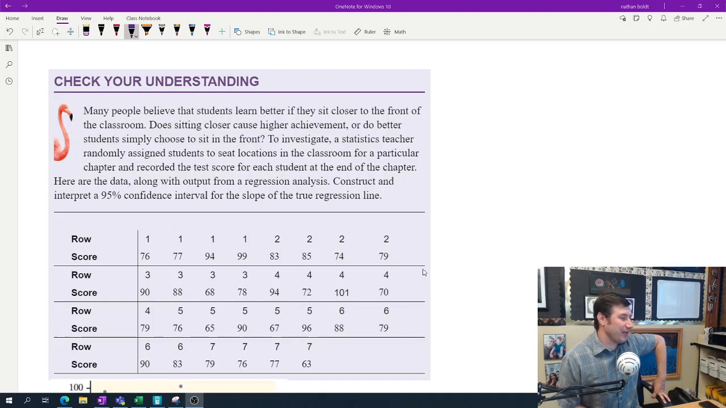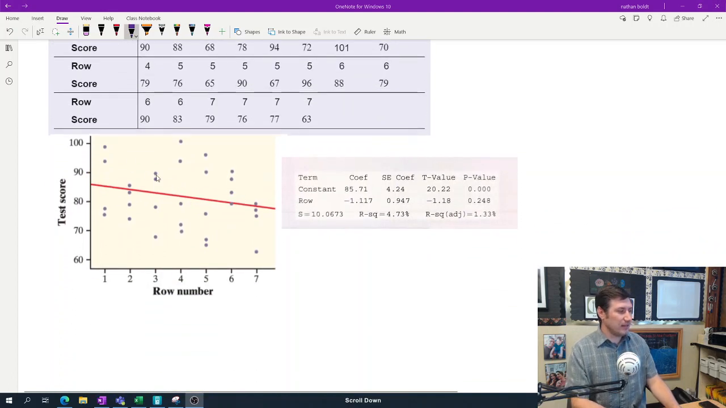So here are the data, along with output from a regression analysis. Construct and interpret a 95% confidence interval for the slope of the true regression line. All right, so we take all of that. Here is the scatter plot. It looks, not a very great R value there, I'm guessing, but it is somewhat negative in its correlation there. So let's create a confidence interval for this point estimate right there.